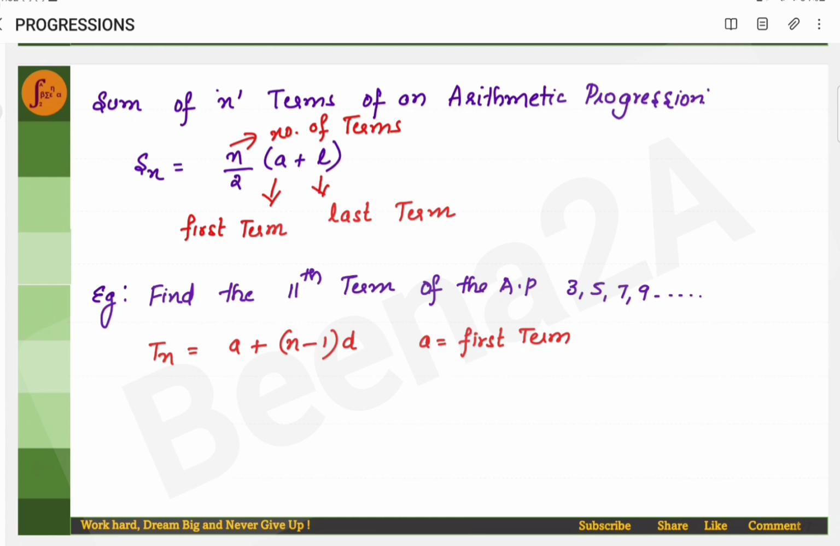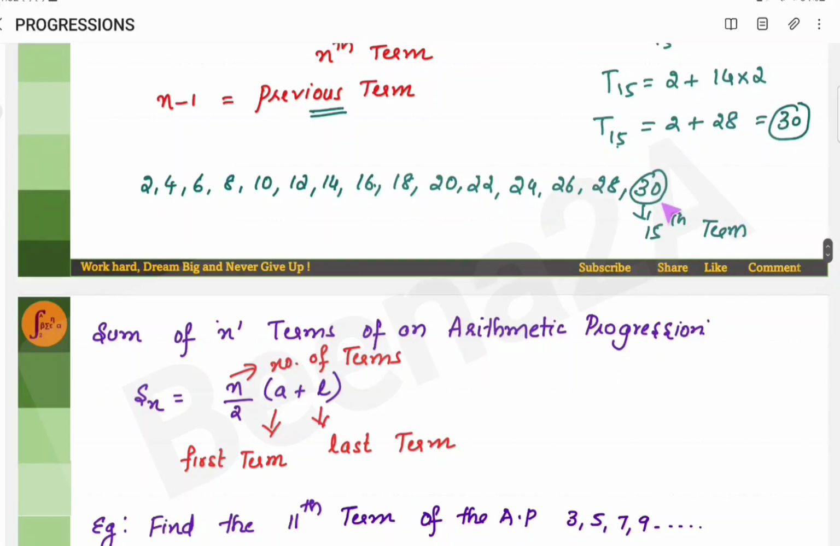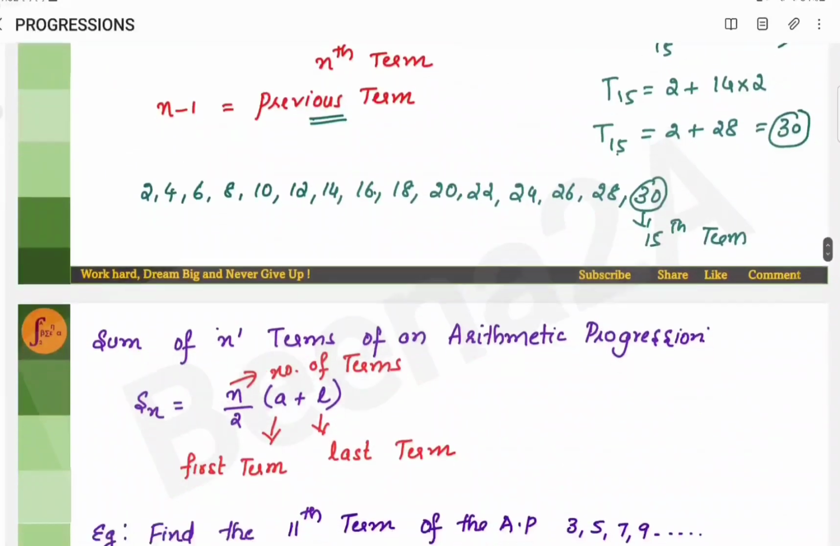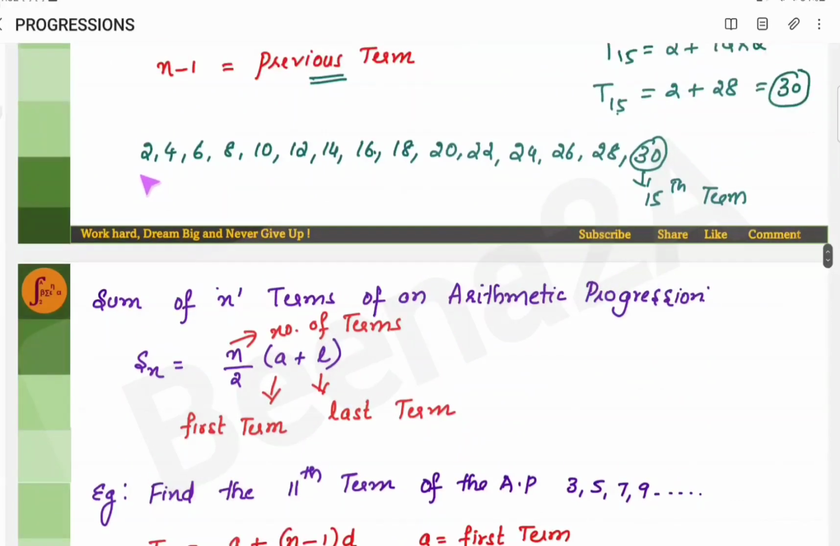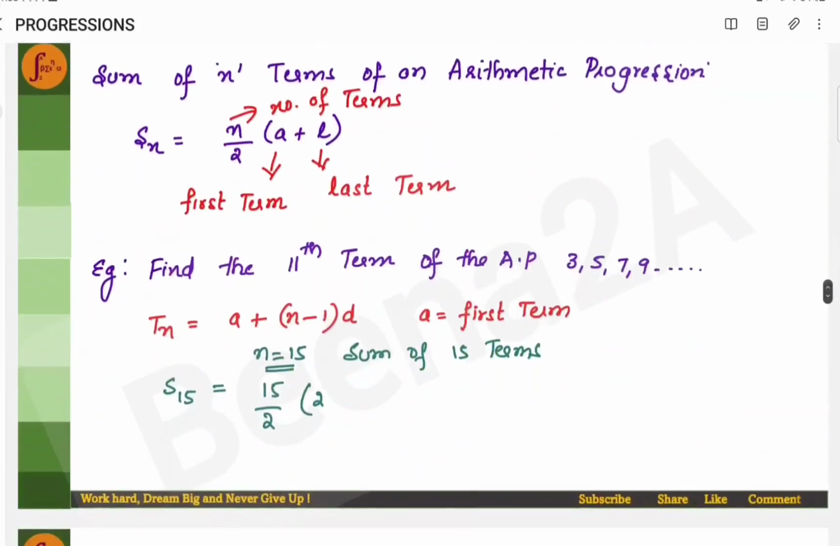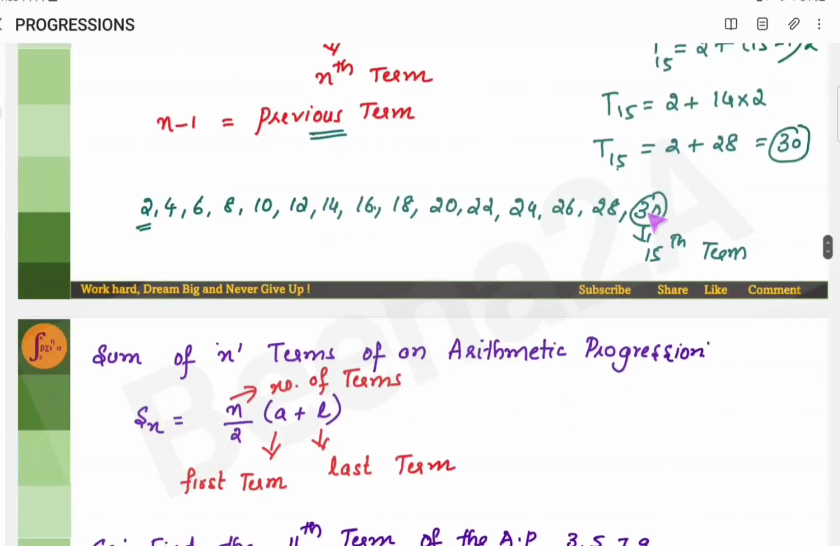Let's take the same example. We want to find the sum of 15 terms, right? Now, in this case, S15, n is equal to 15, because I want to find the sum of 15 terms. So S15 is 15 by 2 into a. What is the first term? 2, right? In this series, first term is 2. 2 plus, what is the last term? Last term is 30. See, it can go on, even 32, 34. It can go on, right?